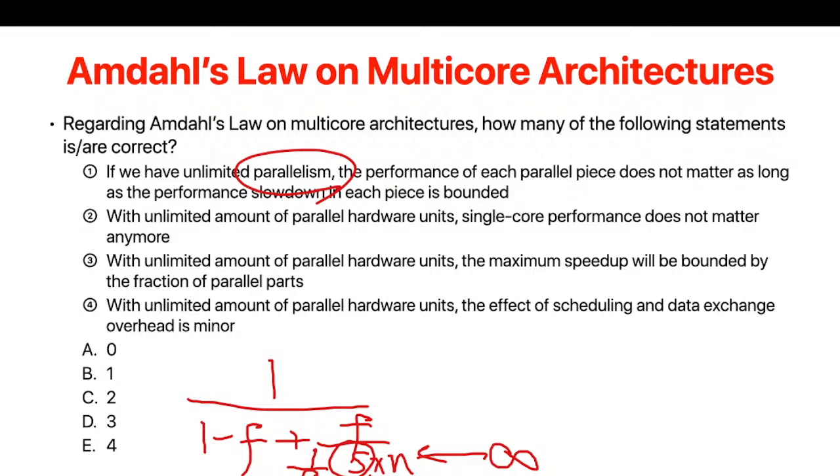So if you have unlimited parallelism, and even though each piece is slower, if you have a sufficient number of cores, your program can still be faster. What? If your single core is pretty slow, I think the scheduling will be difficult. Well, but that's another thing. When you talk about scheduling, if your task is a long-running one, the scheduling does not involve too often. And if you only have this one particular program, that's not the issue.